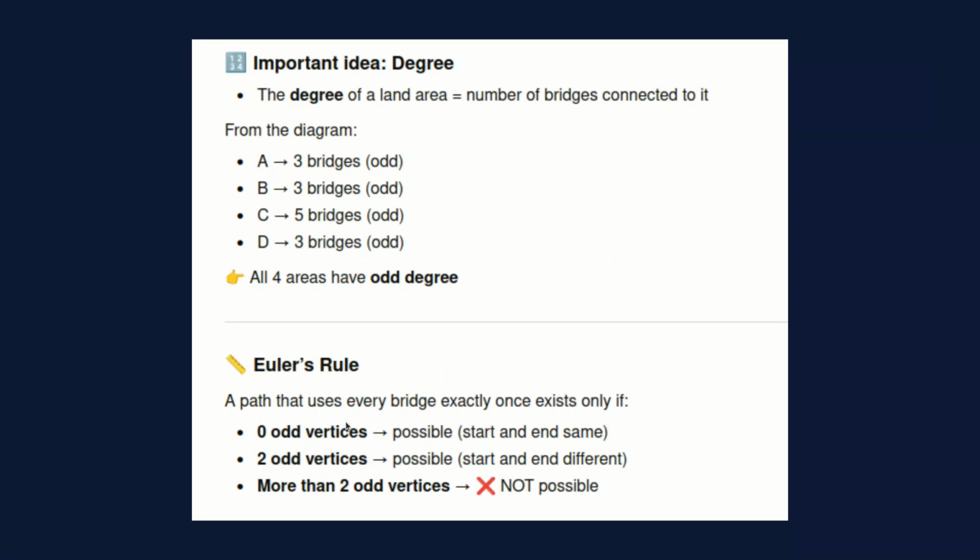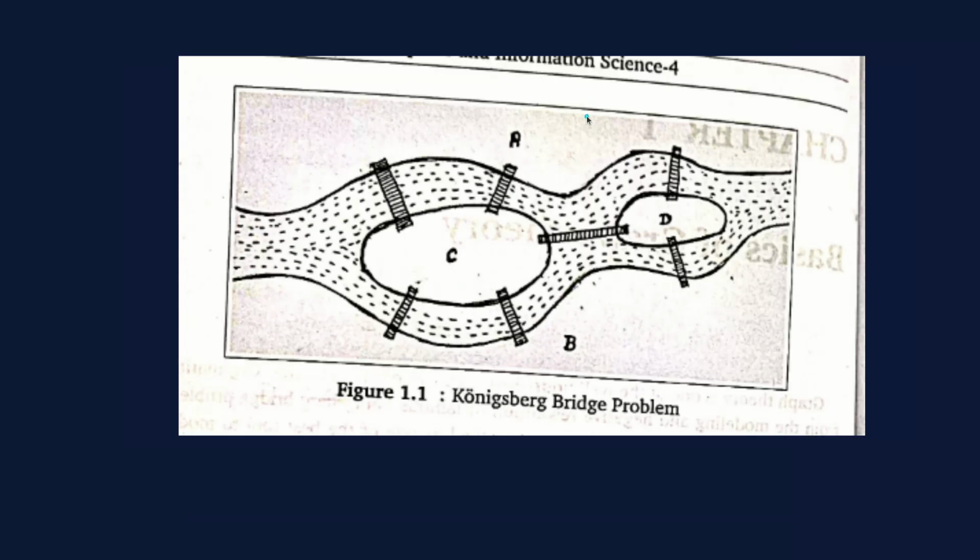Euler treated it like this. Then he found out the degree of the land area. Degree means the number of edges at one land area. So if you consider this A, what would be the degree of A? The number of edges which are there at this vertex A. That is this bridge, this bridge, this bridge. These are the bridges which are connecting with A. So the degree would be the number of bridges connecting to A island. This is the degree of the vertex A.